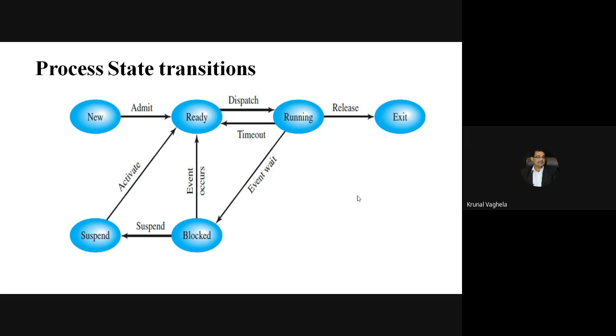So this is a 6-state diagram because 1, 2, 3, 4, 5, and 6. There are 6 states in this. So if it is asked in your exam, draw the 5-state diagram, you need to draw 5 states. If in your exam it is a 6-state, then you can draw the 6-state diagram.